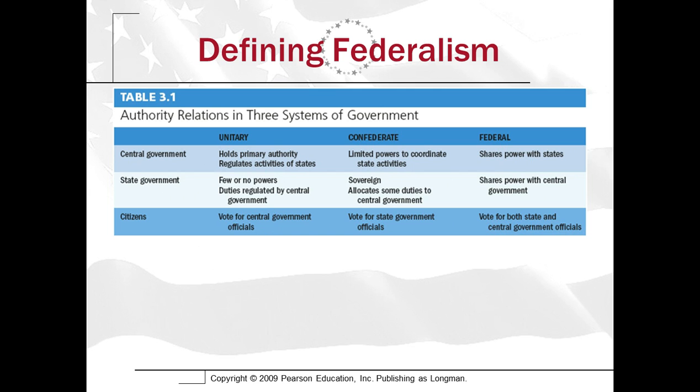So here's a table showing you the differences in these three forms of government. You can pause this and read the table if you want, but I'm going to move on.